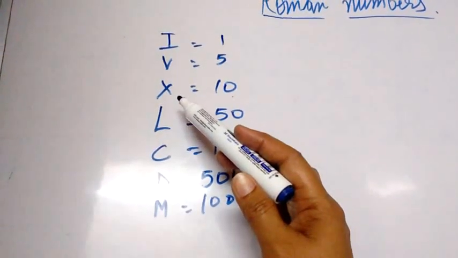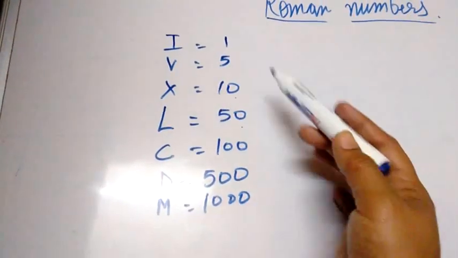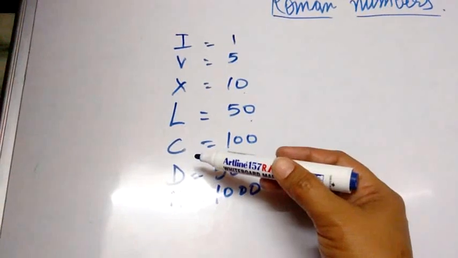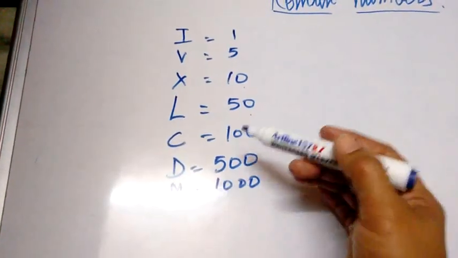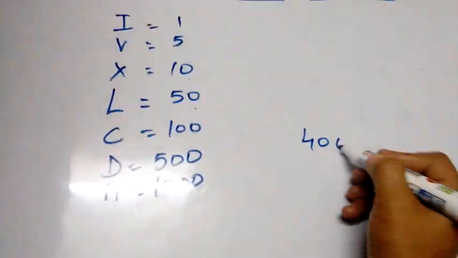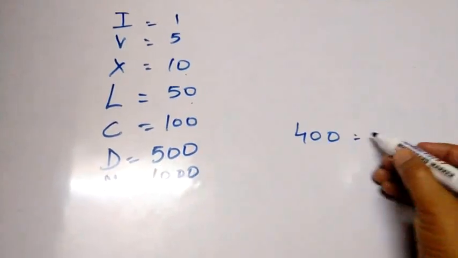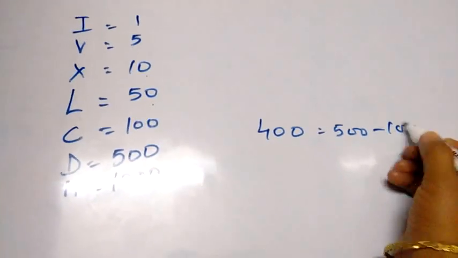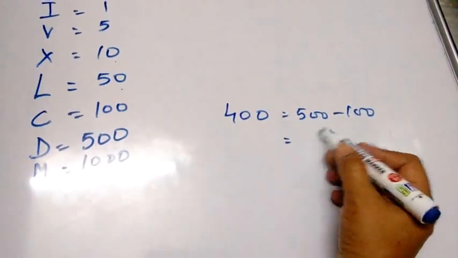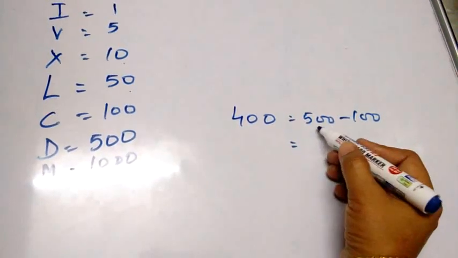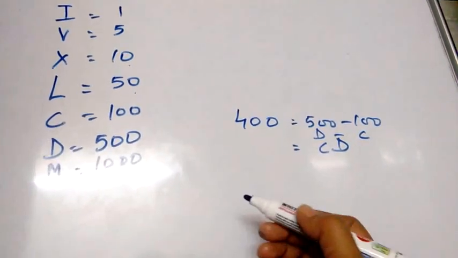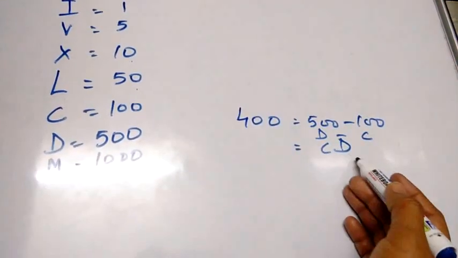So X can be repeated only 3 times, V only 1 time, and L only 1 time. C we can repeat 3 times. D, if you want to write 400, so 400 will be 500 minus 100. That means 500 can be written as D, and if we are subtracting 100, for 100 we write C, so D minus C, so it will be CD. Roman number for 400 will be CD.